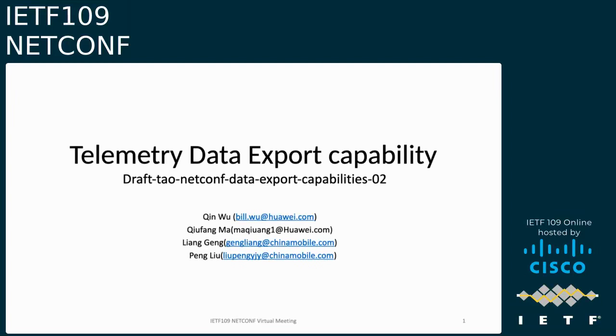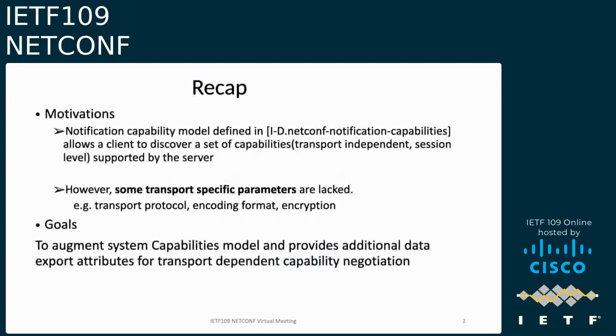Okay. Hello, this is Peng Liu from China Mobile, and it's about the telemetry data export capability. Next slide, please. Okay, let's have a recap first. The motivation is that the notification mode defined in NETCONF notification capabilities allows a client to discover a set of capabilities, such as transport independent session level, supported by the server. But some transport specific parameters are lacking, like the transport protocol, encoding format and the encryption. So the goal of the work is to augment the system capabilities model and provide additional data export attributes for transport independent capability negotiation. Next slide, please.